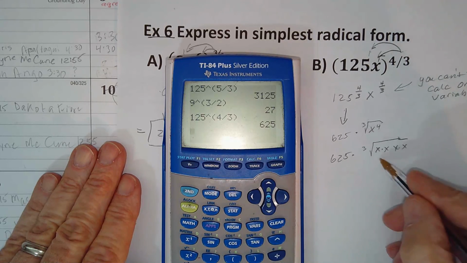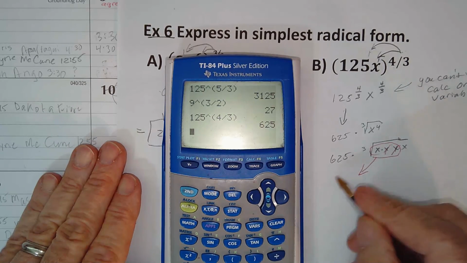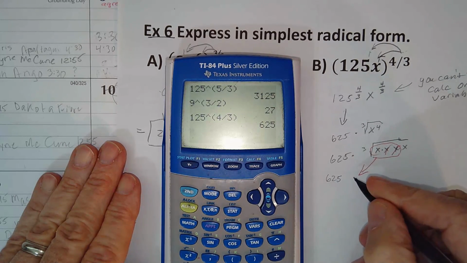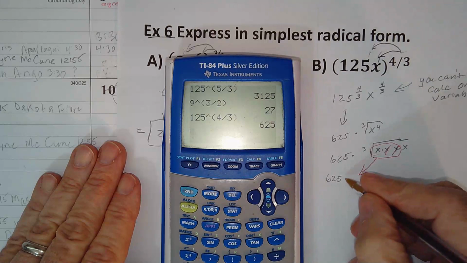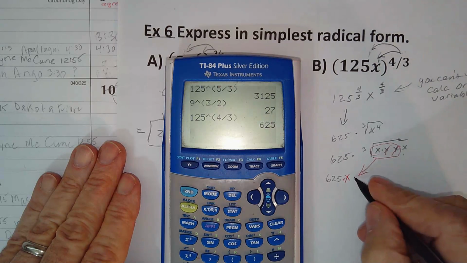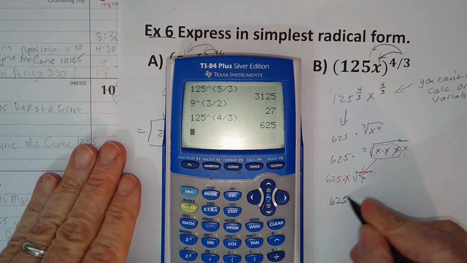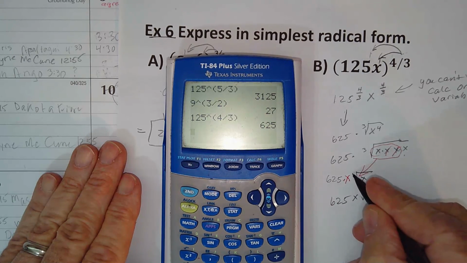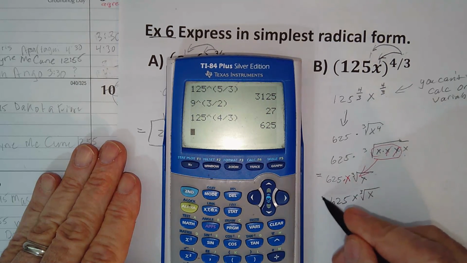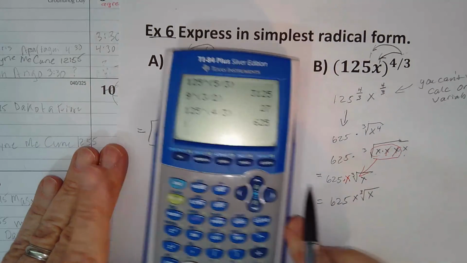We've got a group of 3, 2 get shot, 1 escapes. So we end up with 625 times x, and then we're left with a cube root of x. Let me rewrite this. So it's 625x times the cube root of x. I wrote it twice because the little arrow obscured what we were doing.